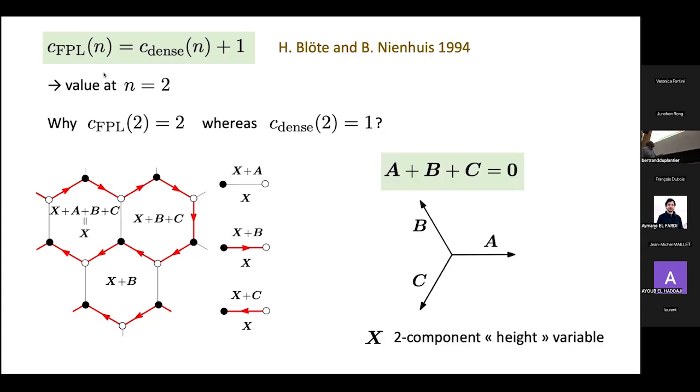But if you make a full turn around the black dot here in the middle, you have X plus B plus C plus A, and you return, so it means A plus B plus C should be equal to 0. So it will be typically represented by vectors in space with A plus B plus C equals 0. Okay, so that's somehow the root of the studies which are in the mid-90s.